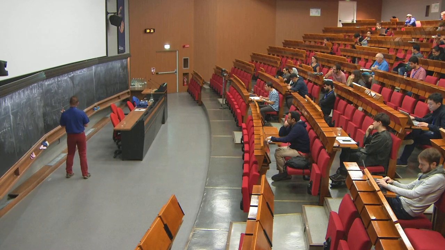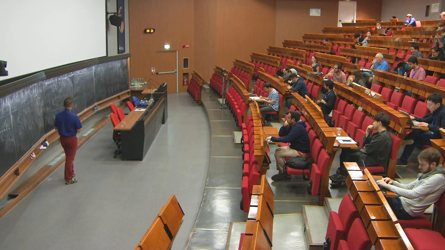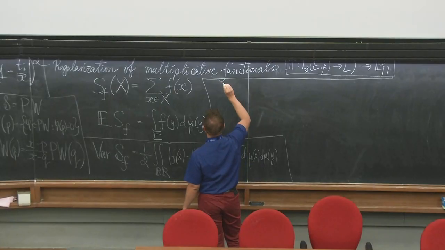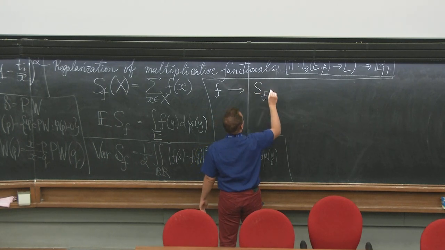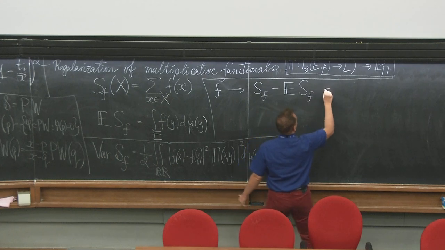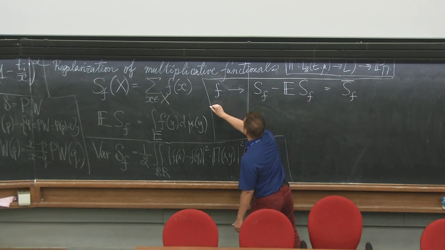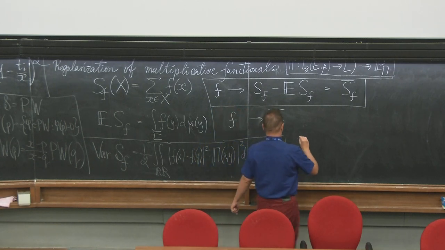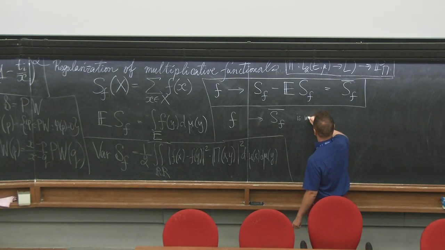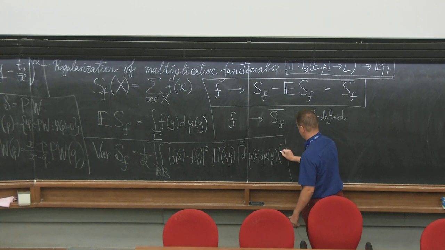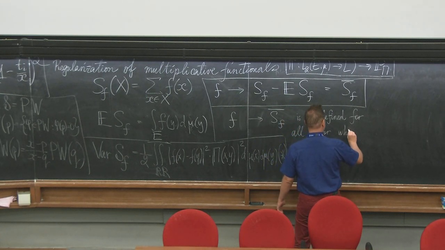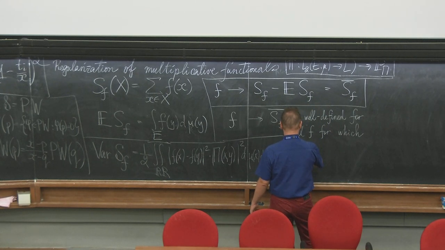It is very possible to have a function which is not integrable, but for which the Sobolev one-half norm is finite. Let us consider the map f going to Sf minus expectation of Sf, and denote it by S̄f. Then this map, f to S̄f, is well defined and can be extended by continuity for all f for which the right-hand side of star is finite.